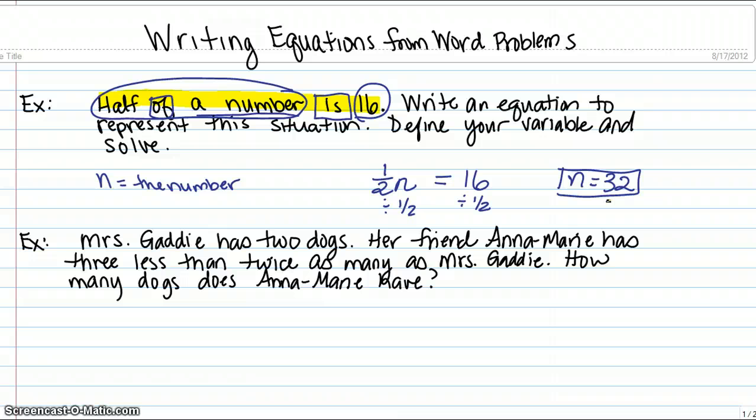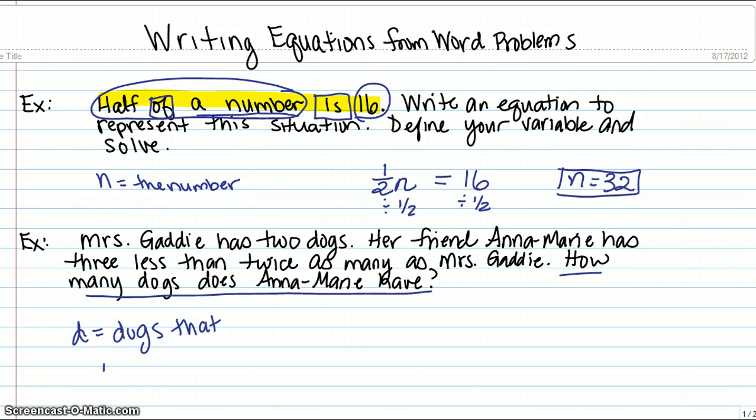Okay, so now for something maybe a little more interesting, but again, still not like earth-shatteringly important. Okay, Mrs. Gaddy has 2 dogs. Her friend, Anna Marie, has 3 less than twice as many as Mrs. Gaddy. So how many dogs does Anna Marie have? Okay, so we first must decide what is it we are trying to find. What is it that we're being asked to answer? We're trying to figure out how many dogs does Anna Marie have. So that should be our variable. So let's let D equal dogs that Anna Marie has.